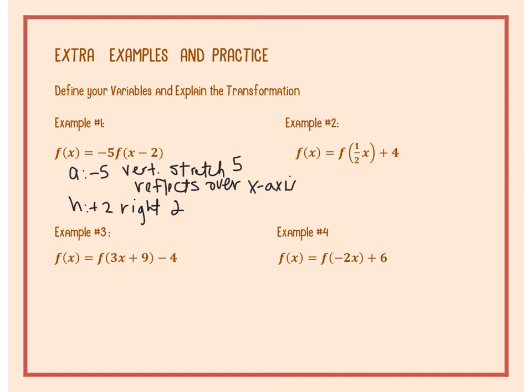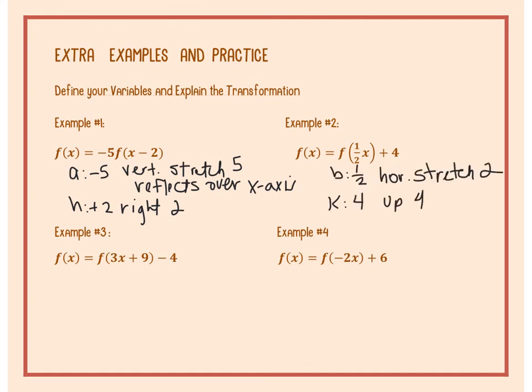For example number 2, this is inside the parentheses, so this is my b value. My b value is 1/2. So if the absolute value of b is between 0 and 1, that is a horizontal stretch. What's the reciprocal? 2. This is outside the parentheses, so this is my k value. This will make your graph translate up 4.